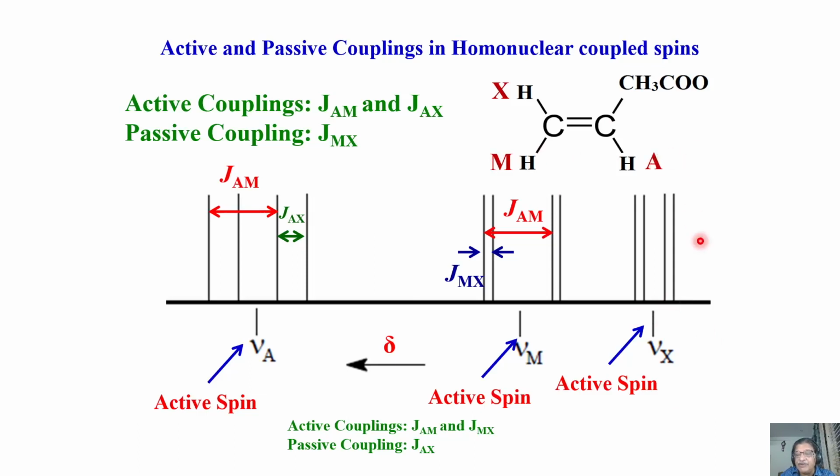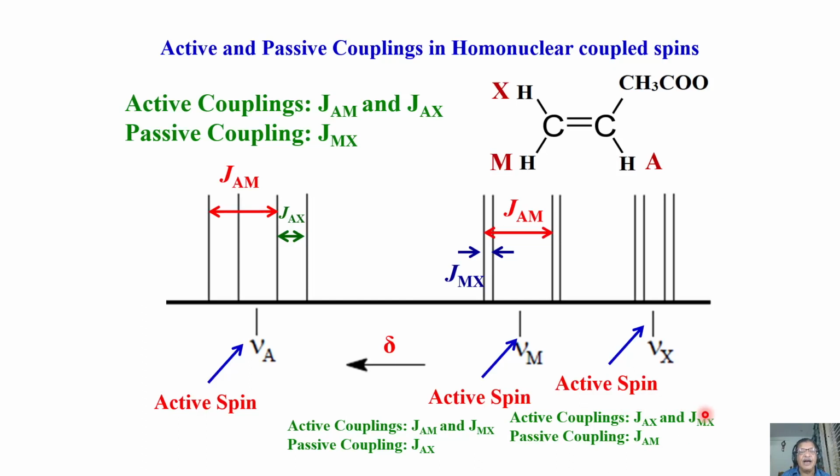So what are the couplings you see here? Coupling between MX and AX. They are active couplings. What is the coupling AM? It's a passive coupling, because you are observing X, so this you will not see. So active couplings are AX and MX, and the AM coupling is passive and you don't see it.